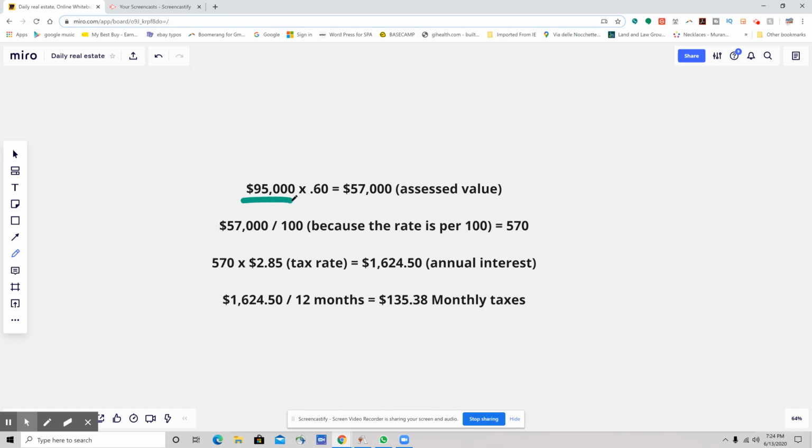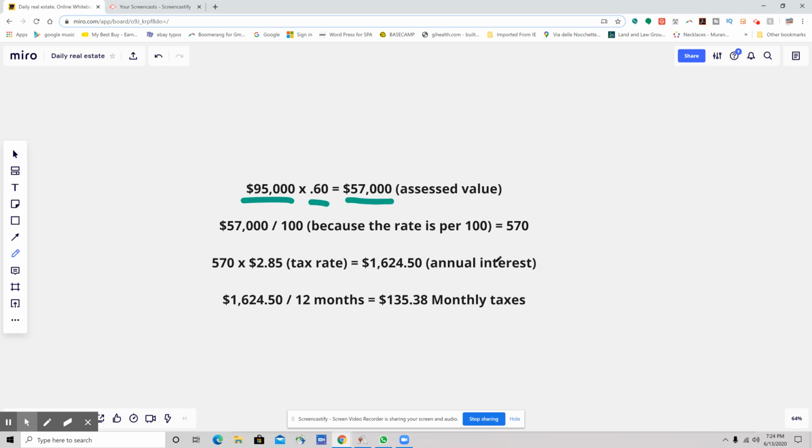So we take the value of the property and we multiply it by the 60%, because, again, it said in this area they're taxed at 60% of their value. So what we have to do is find 60% of their value to get the assessed value, right?